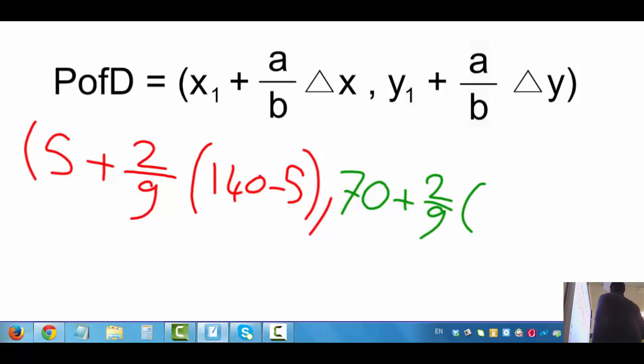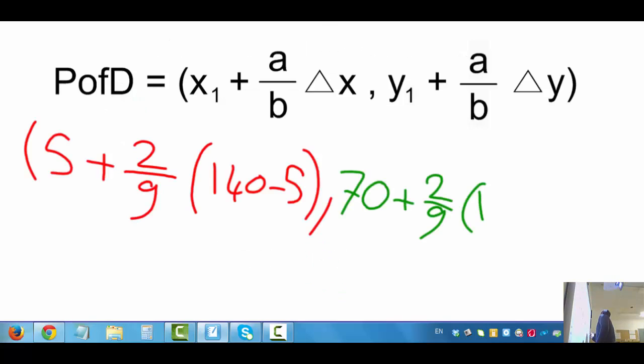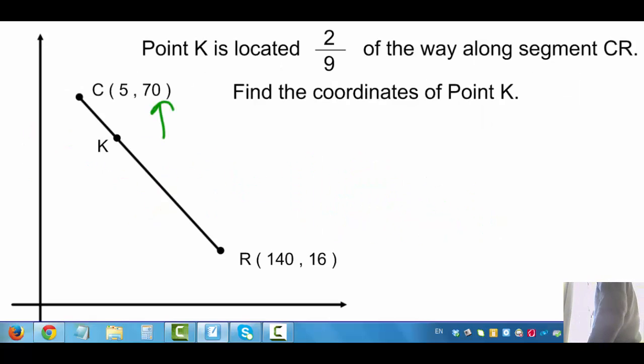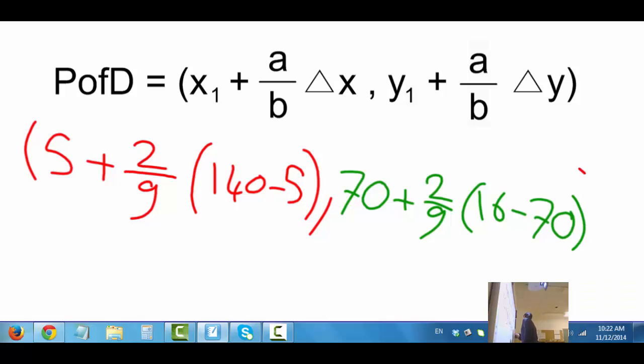Open brackets. Now I'm going to talk about the differences between the y's. I just wrote down 70, so I'm not going to write down this first. I'm going to write down that first. 16. 16 minus, and the other y is already here. I don't have to go back. But even if you have to go back, you can see the other y is 70. Let's go and write that down. Close the brackets and then close the big bracket.